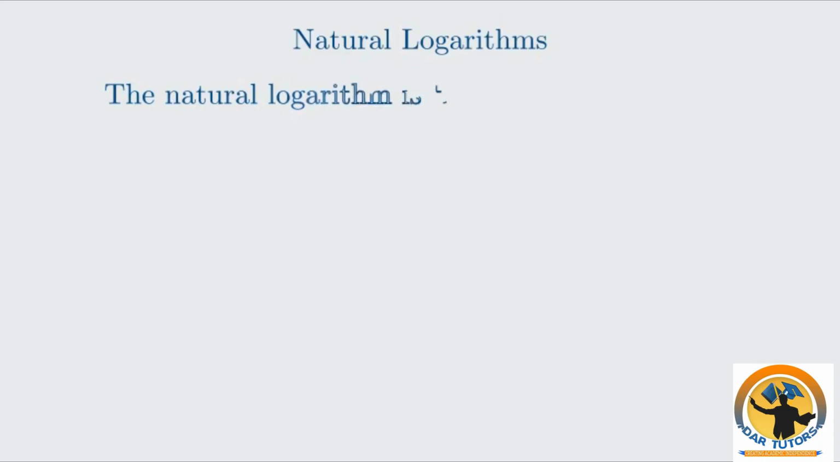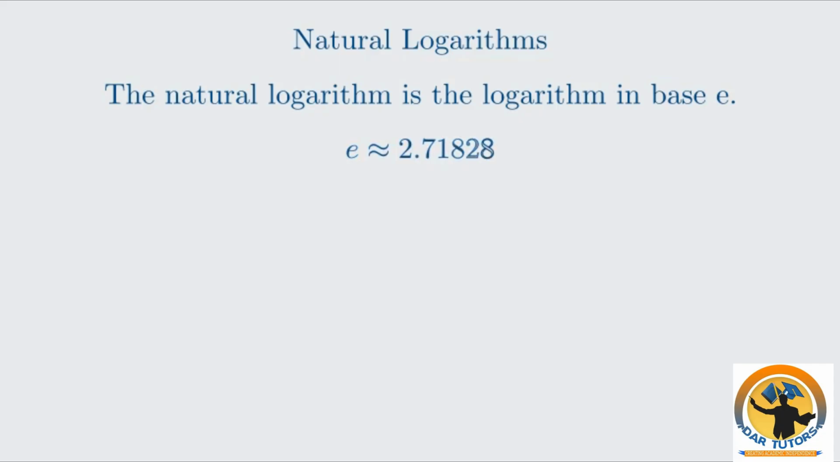In this scene, we'll focus on a special type of logarithm called the natural logarithm. Our objective is to define the natural logarithm and understand its properties. The natural logarithm is simply the logarithm in base e. The number e is a fundamental mathematical constant approximately equal to 2.71828. It arises naturally in many areas of science and finance. We use a special notation for the natural logarithm: ln of x is just shorthand for log base e of x.